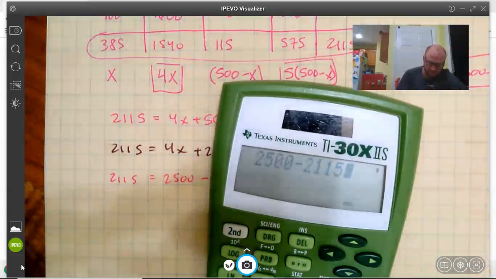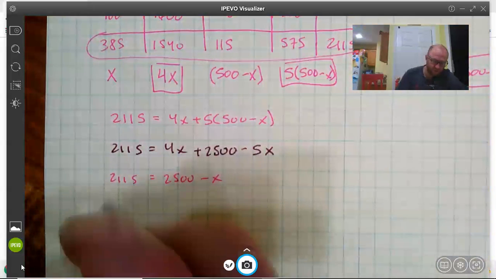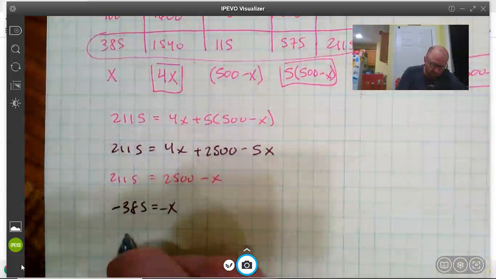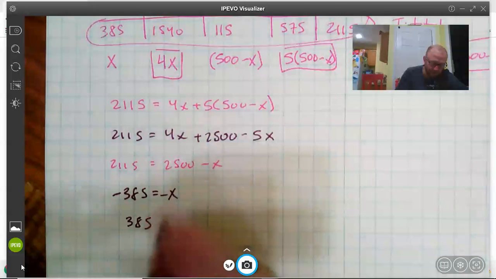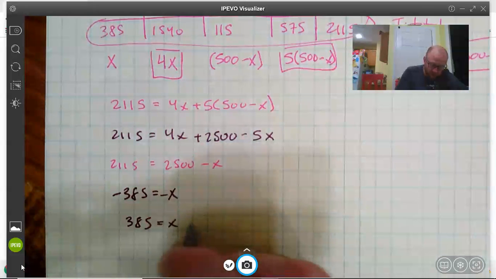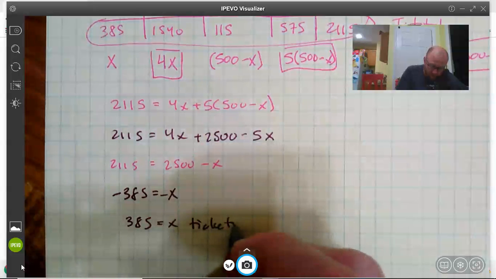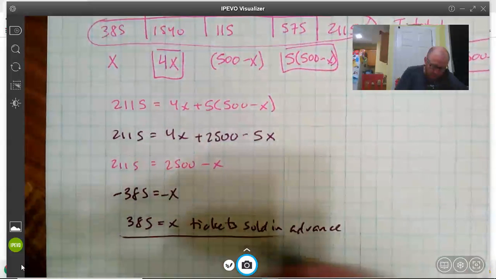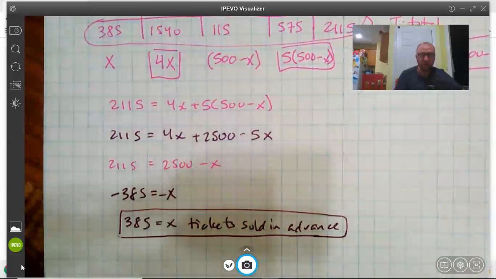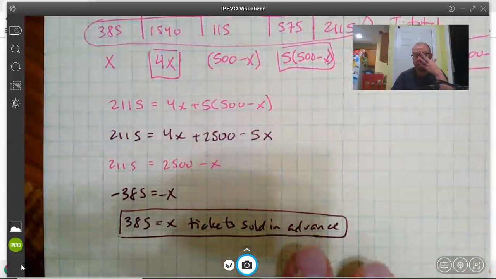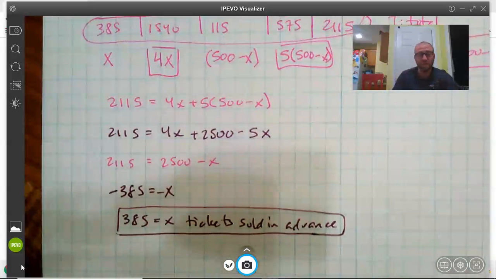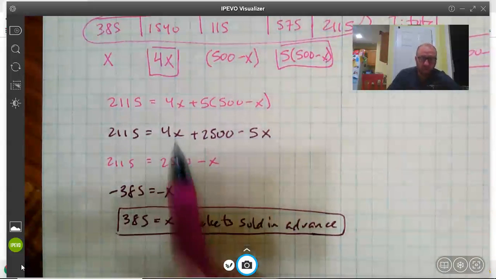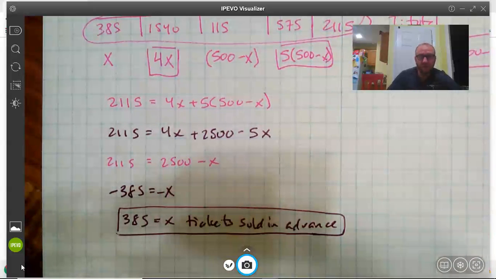2,115 minus 2,500 is negative 385. So we get negative 385 equals negative X, or 385 equals X. Tickets sold in advance. Now, in this particular case, we went through the guess and check table first, found our answer, but the reason for going through the guess and check table was to kind of see the pattern. If you could think it through and figure out what the equation is without doing the guess and check table, then this process is a lot faster.